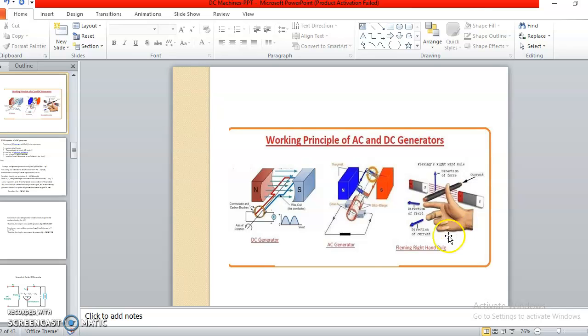That's why it is a type of DC generator. Further part we will see in the next video.